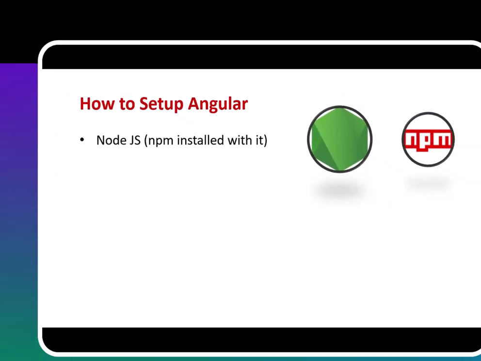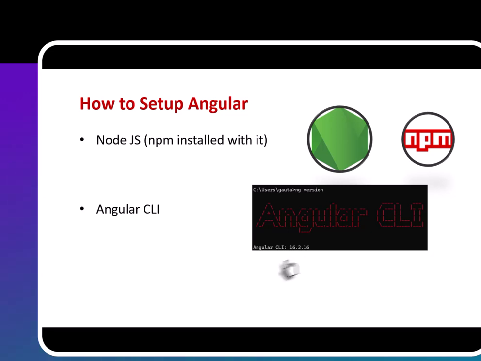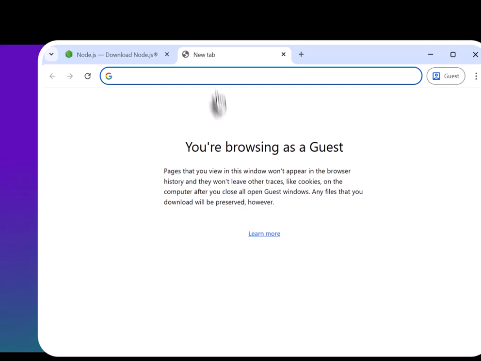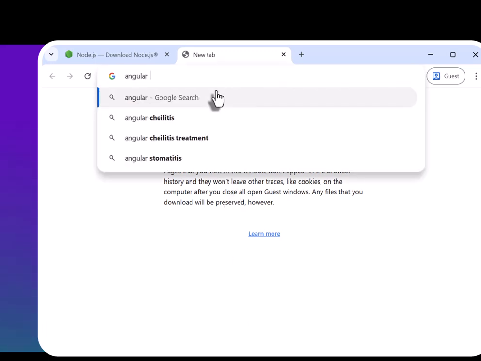Now, what is the next tool? This is Angular CLI, which we will need to install. Here in this image, you can see I have installed Angular 16, which is Angular CLI version 16.2.16. So to install Angular CLI in your system, go to the browser, type here Angular CLI.